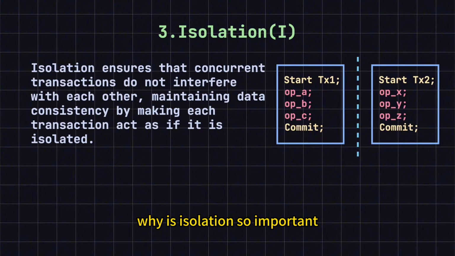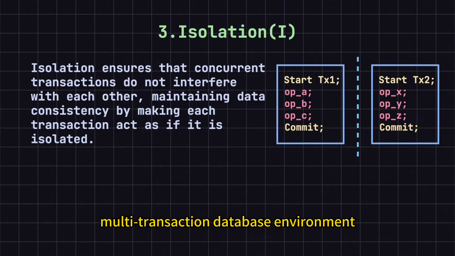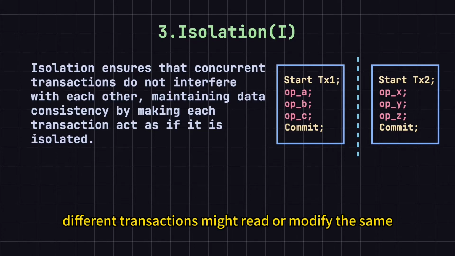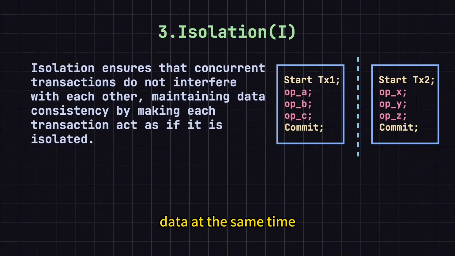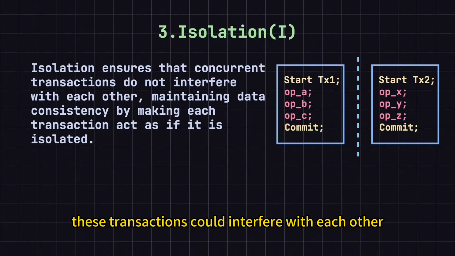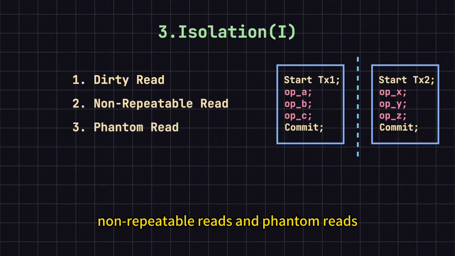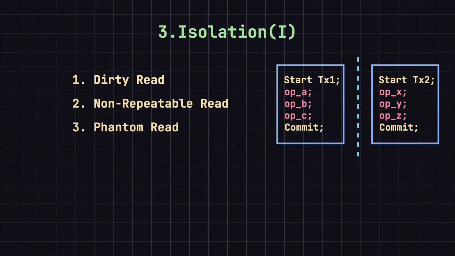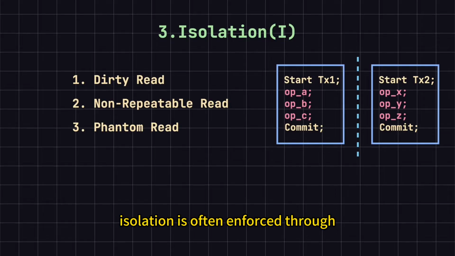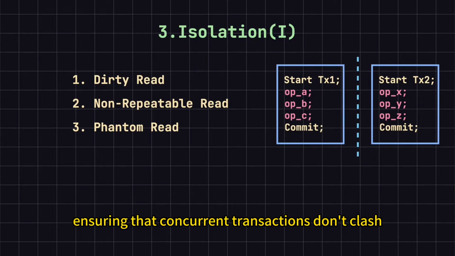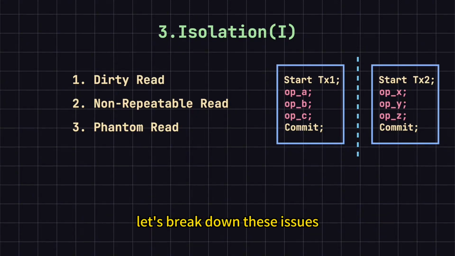Why is isolation so important? In a multi-user, multi-transaction database environment, different transactions might read or modify the same data at the same time. Without proper isolation, these transactions could interfere with each other, leading to issues like dirty reads, non-repeatable reads, and phantom reads. To prevent these issues, isolation is often enforced through mechanisms like locks and version control, ensuring that concurrent transactions don't clash. Let's break down these issues.